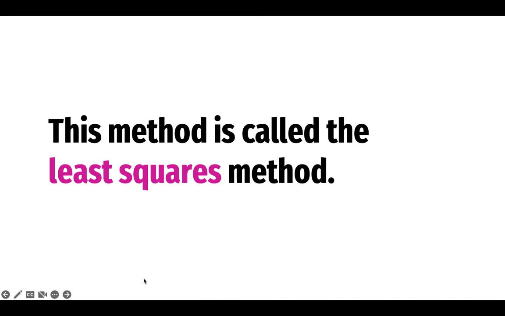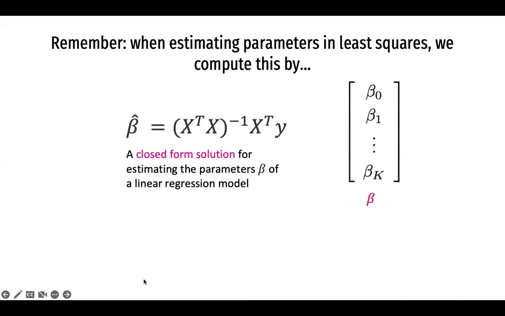So it does not change. It will only change if there are differences with the data set. Okay. Now, when estimating the parameters in least squares, we compute this by using this closed form solution, and so we can obtain these vectors of weights beta.